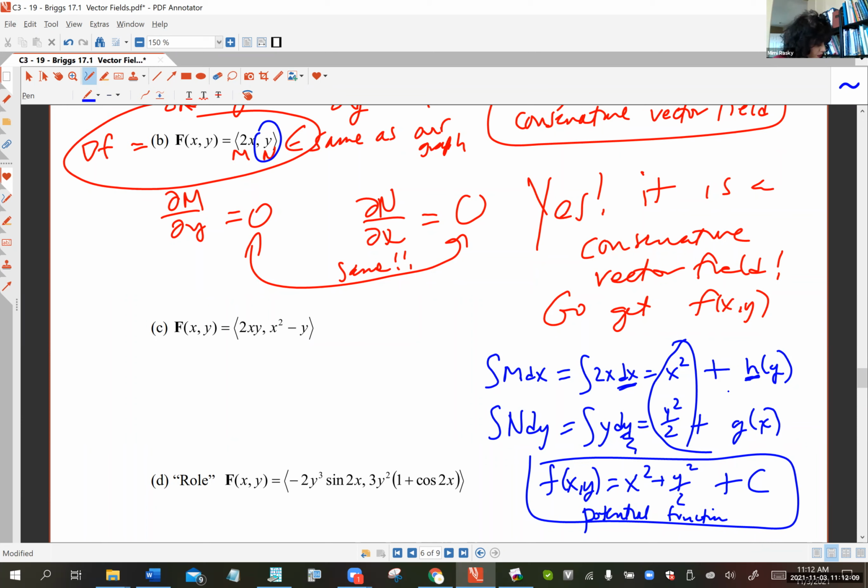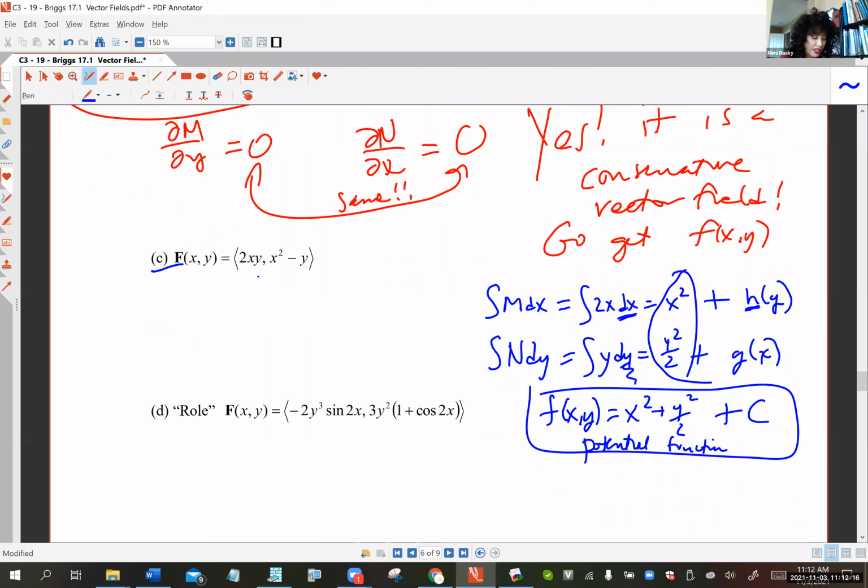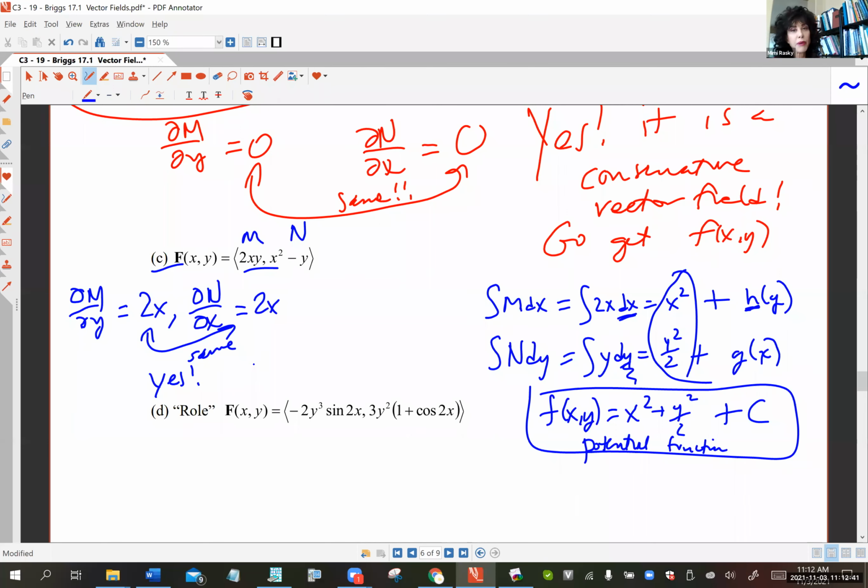So I'm going to do one more, and then you're going to try one soon. You're going to do letter D, so watch out. So letter C, is this conservative or not? I don't know. Let's do the test. dm dy, the derivative of 2xy with respect to y, is 2x. dn dx, the derivative of x squared minus y with respect to x, is 2x. Hey, these are the same. Good news. Yes, it's a conservative vector field. Go get mama.